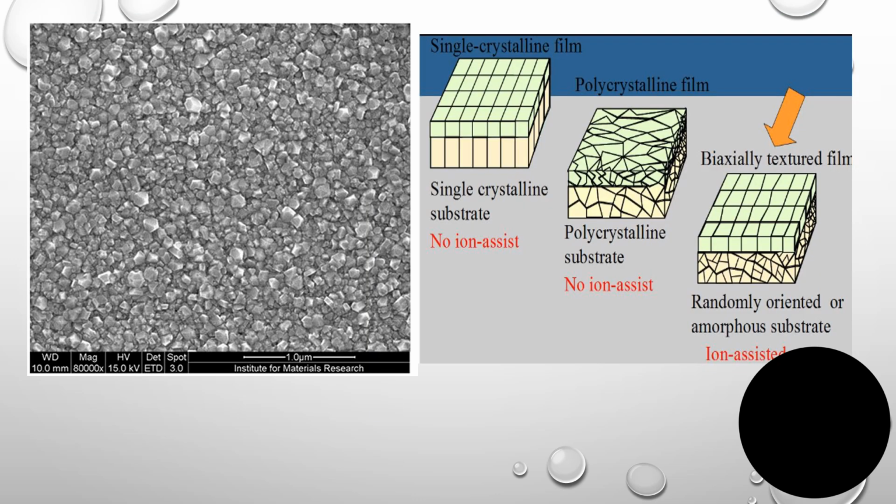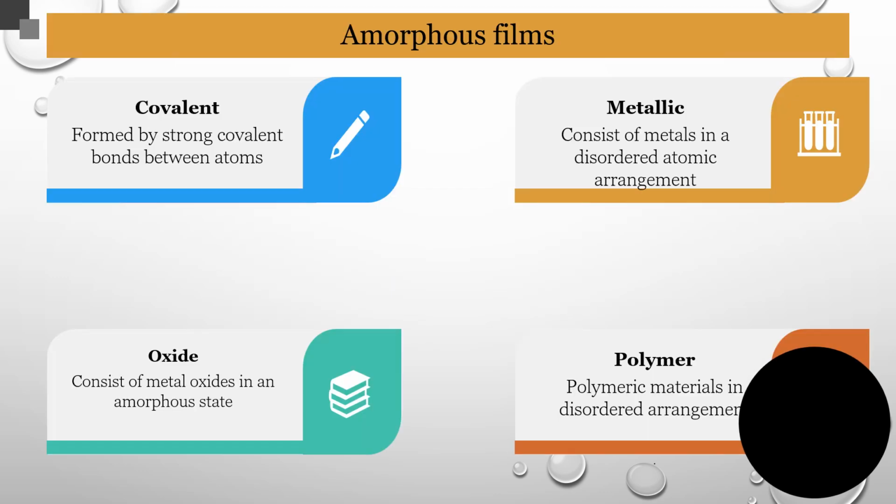So you can see this polycrystalline, you have a lot of grains that you can't really determine the structure because it's a mixture of everything. And then from here, you can see that single crystalline means that there's only one type of size, whereas polycrystalline has multiple sizes of grain boundaries. Whereas biaxial textured film is actually two types of crystal structure. In amorphous, we have four: covalent, formed by strong covalent bonds; metallic, which consists of metal in disordered atomic arrangement; and oxide, which consists of metal oxide and polymer materials in disordered arrangement.